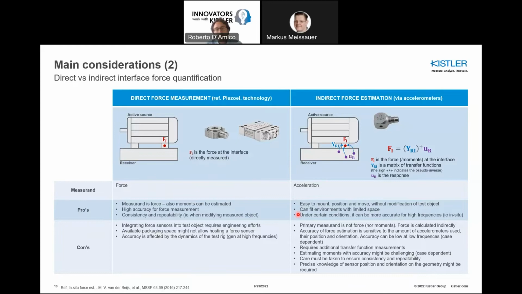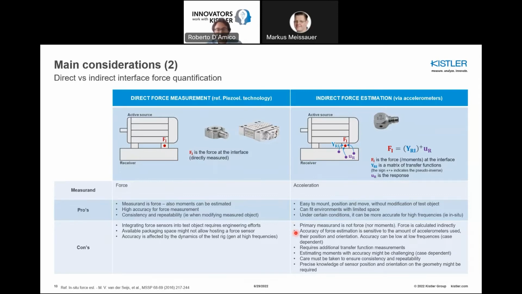And finally, a third good point is that under certain conditions, like for example, when it comes to in situ measurement, they could be actually more accurate for higher frequencies than the force measurement. And this is shown also in the literature. So these are the pros, while on the other side, we also have some cons of estimating the force with accelerometers. So first of all, the primary measurement is actually not force, or it is not moments, it is acceleration, and force is calculated indirectly, so you have to take that into account.